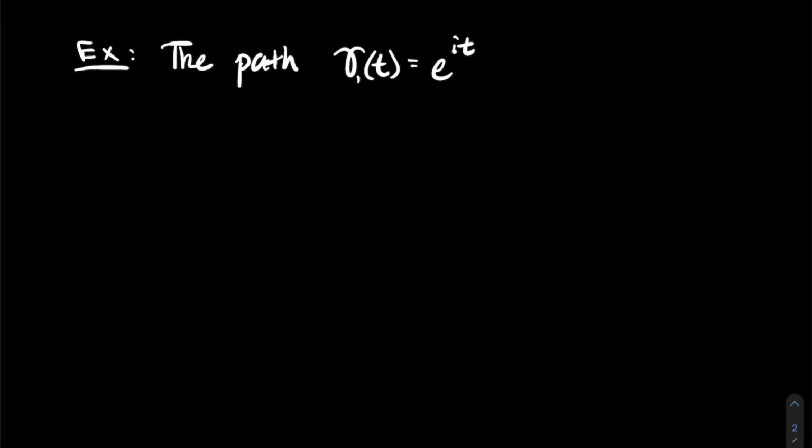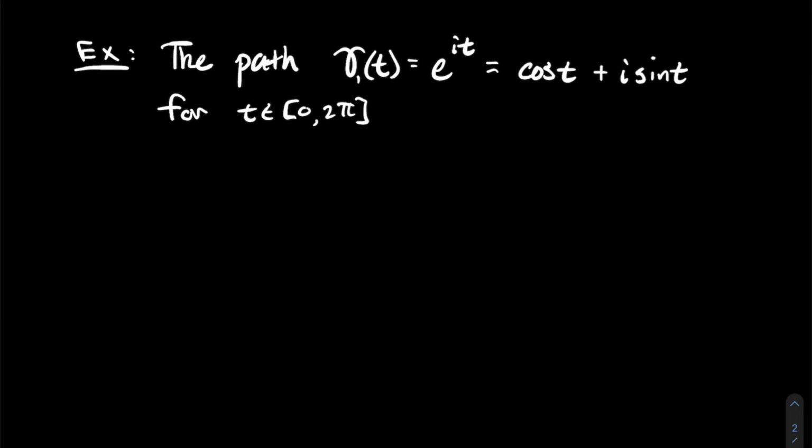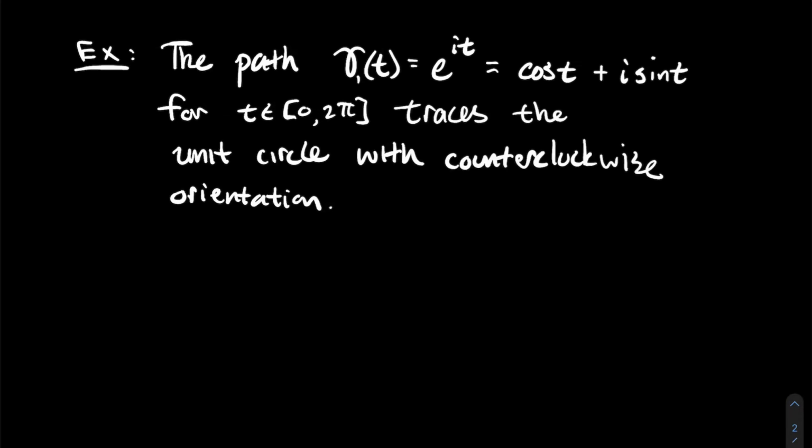This path gamma 1 of t is e to the it. And remember from maybe the polar coordinates video, what does this mean? You can think about that as cosine of t plus i sine of t. So the real part of e to the it is cosine of t, and the imaginary part of e to the it is sine of t. And so let's just consider t to go from 0 to 2 pi. And what you also might remember if you watched that video about polar coordinates is this was just a way to write down the equation of the unit circle. So the unit circle written down this way is a path.